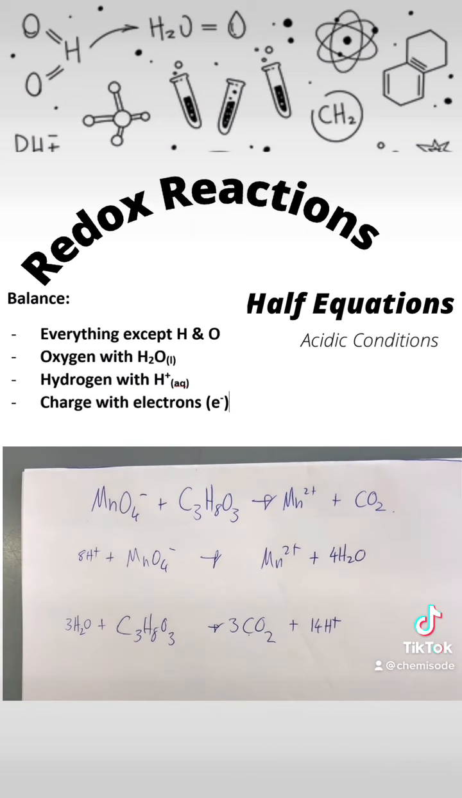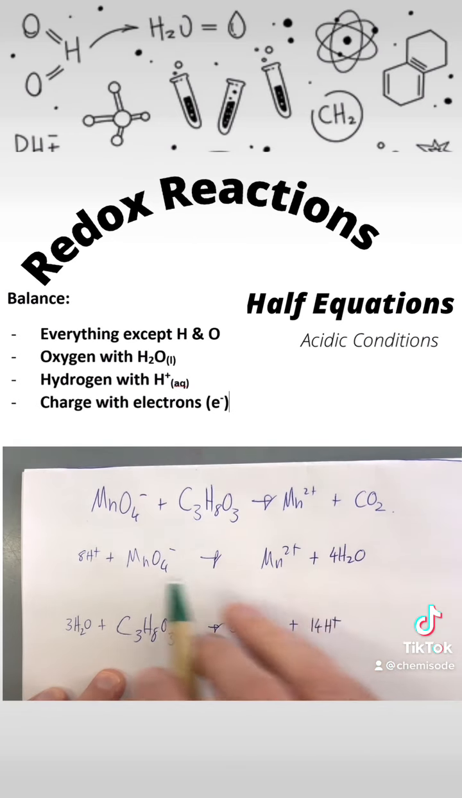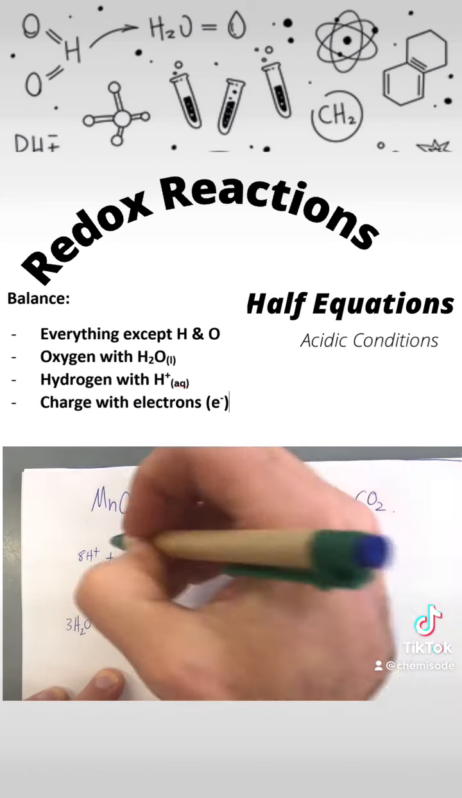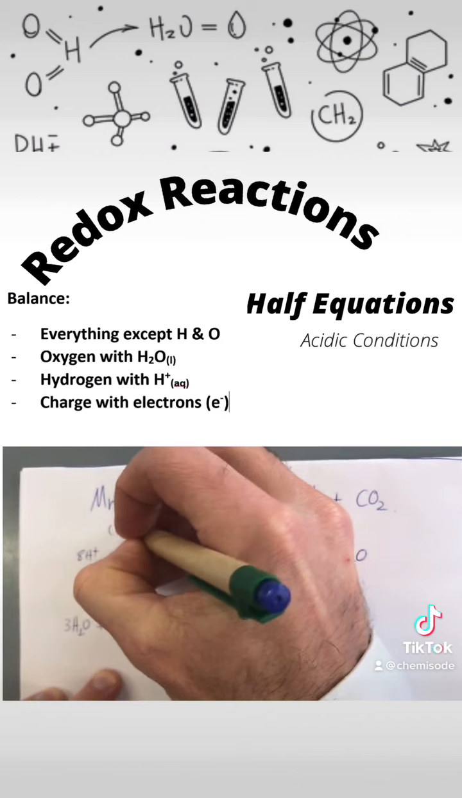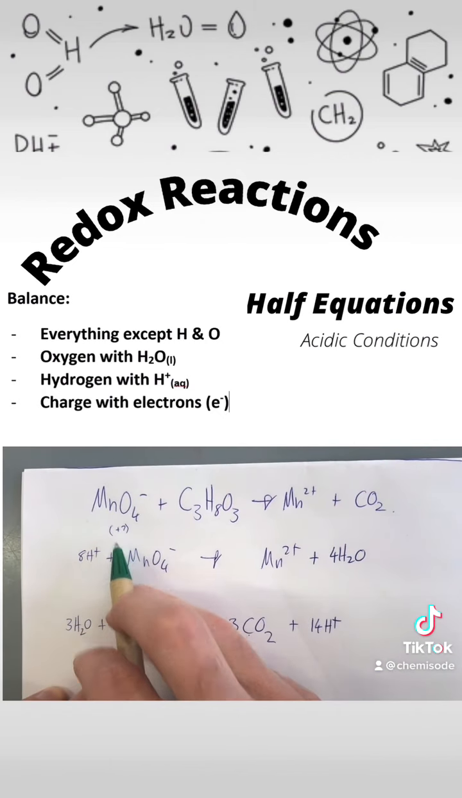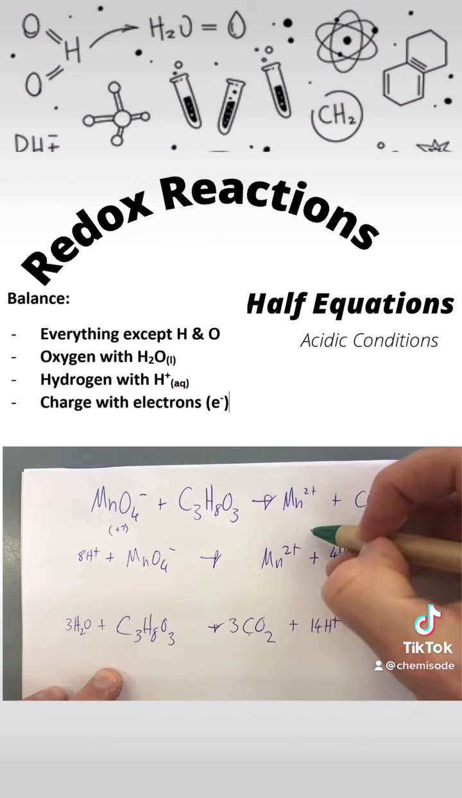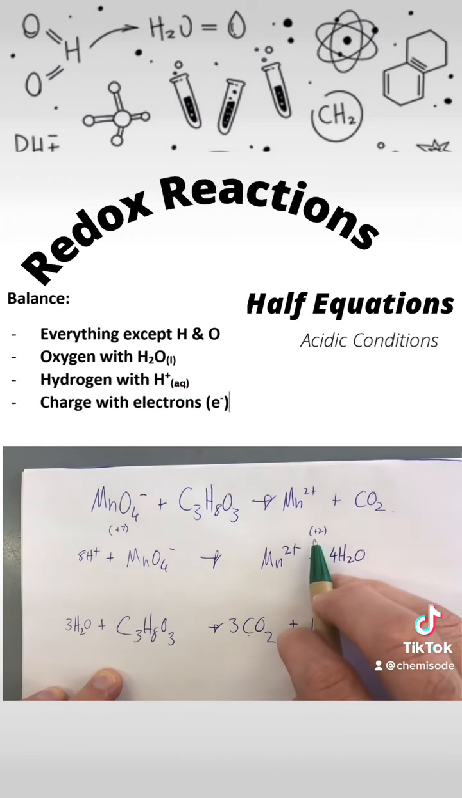The last little part is to balance our overall charge. Now, I need to look at that on both of these. So therefore, I've got 8 positive and 1 negative. So overall, I've got positive 7 on this side. Over here, I've got 2 positive and nothing. So therefore, overall, I've got 2 positive.